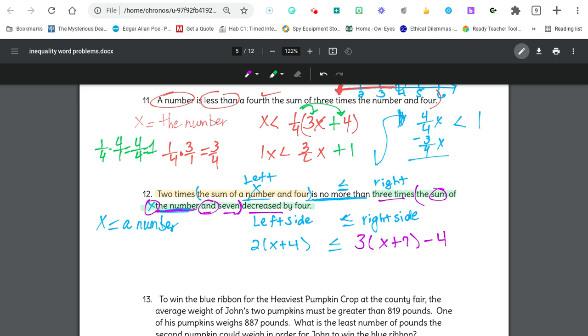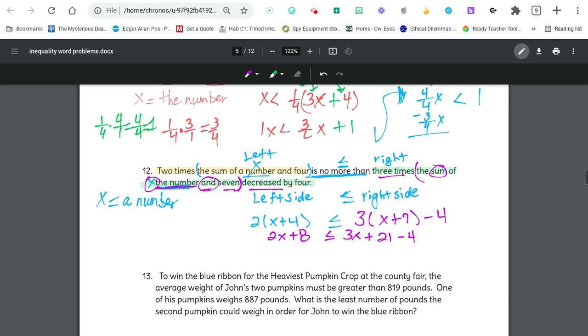So now I'm going to use the distributive property where I can. So that's 2x plus 8 less than or equal to 3x plus 21 minus 4. So I have 2x plus 8 less than or equal to 3x plus 17. Just combine like terms. I'm going to get rid of 2x on both sides. You could have gotten rid of the 3x if you want to. And I need to go over here because I don't have any room on this side.